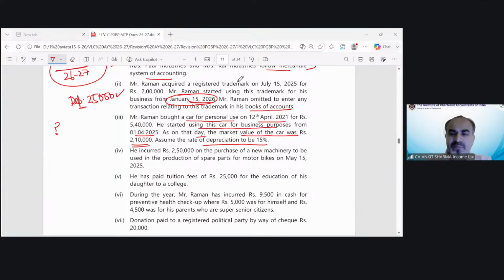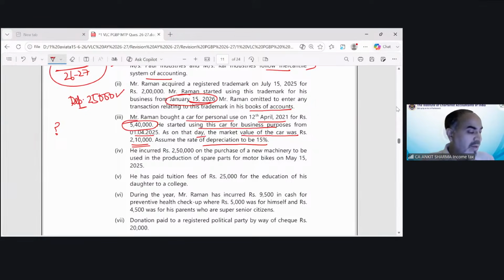Gayatri is saying market value is irrelevant. Garv is saying 540. Gayatri is saying 540. I agree with both of you. Absolutely right. This is going to be the cost, the cost at which the asset was purchased earlier. So on this value, you can claim the depreciation at the rate of 15%. So the depreciation would be 81,000.